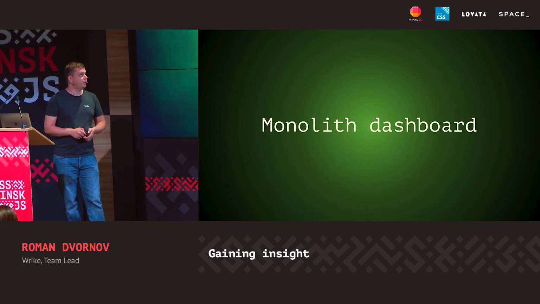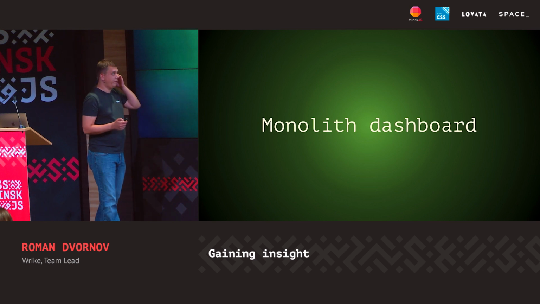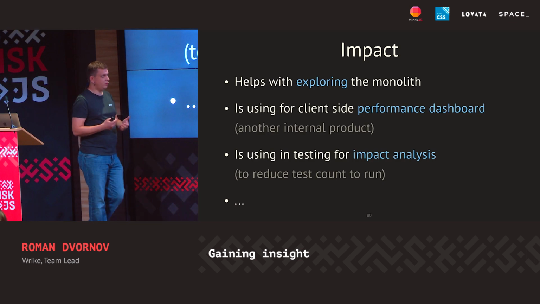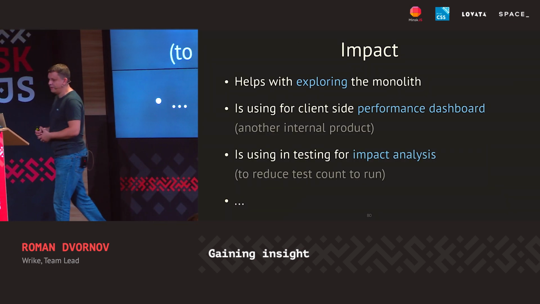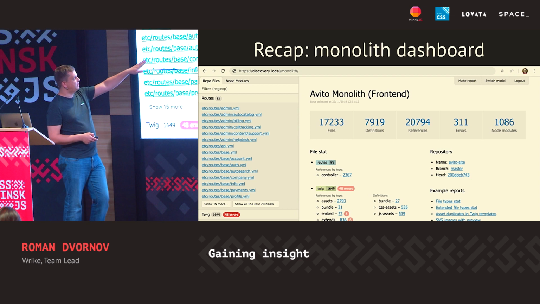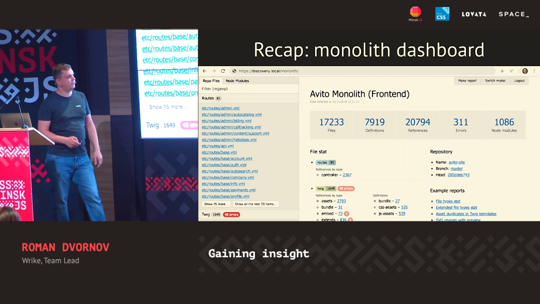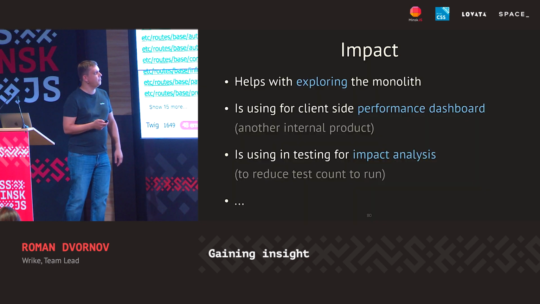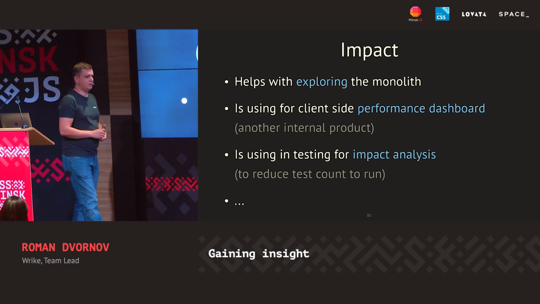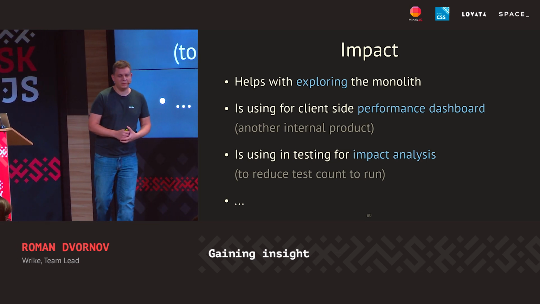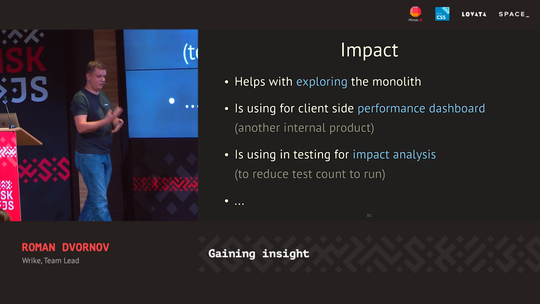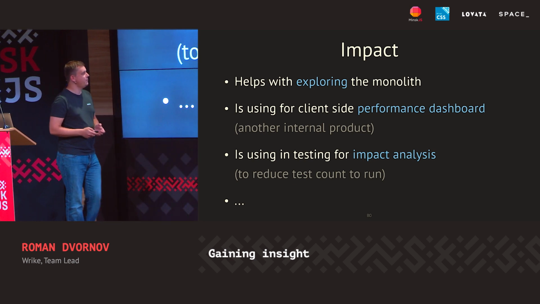And this section is about things already built on Discovery. I told you about the monolith dashboard that we made in Avito. So it looks like this. It's just a recap. And what impact did this tool give us? It helps exploring the monoliths. It's a very huge code base. So you can see it's 17,000 files in this case. It's also used for other internal products, a performance dashboard, and used for impact analysis to reduce the test count to run, because we need to spend little time on this.